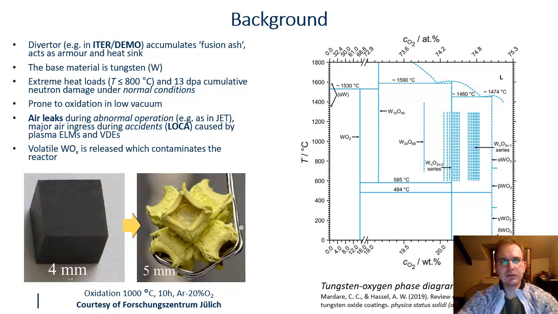In this regard, we should mention that there are certain accidents, such as the loss of coolant accident, for example, and loss of vacuum accident, where air ingress is expected in the vacuum chamber, which will lead the sensitive tungsten components to be exposed to air. This will inevitably induce oxidation because those components will still be hot and will be even getting hotter because of the decay heat processes going on after plasma shutdown.